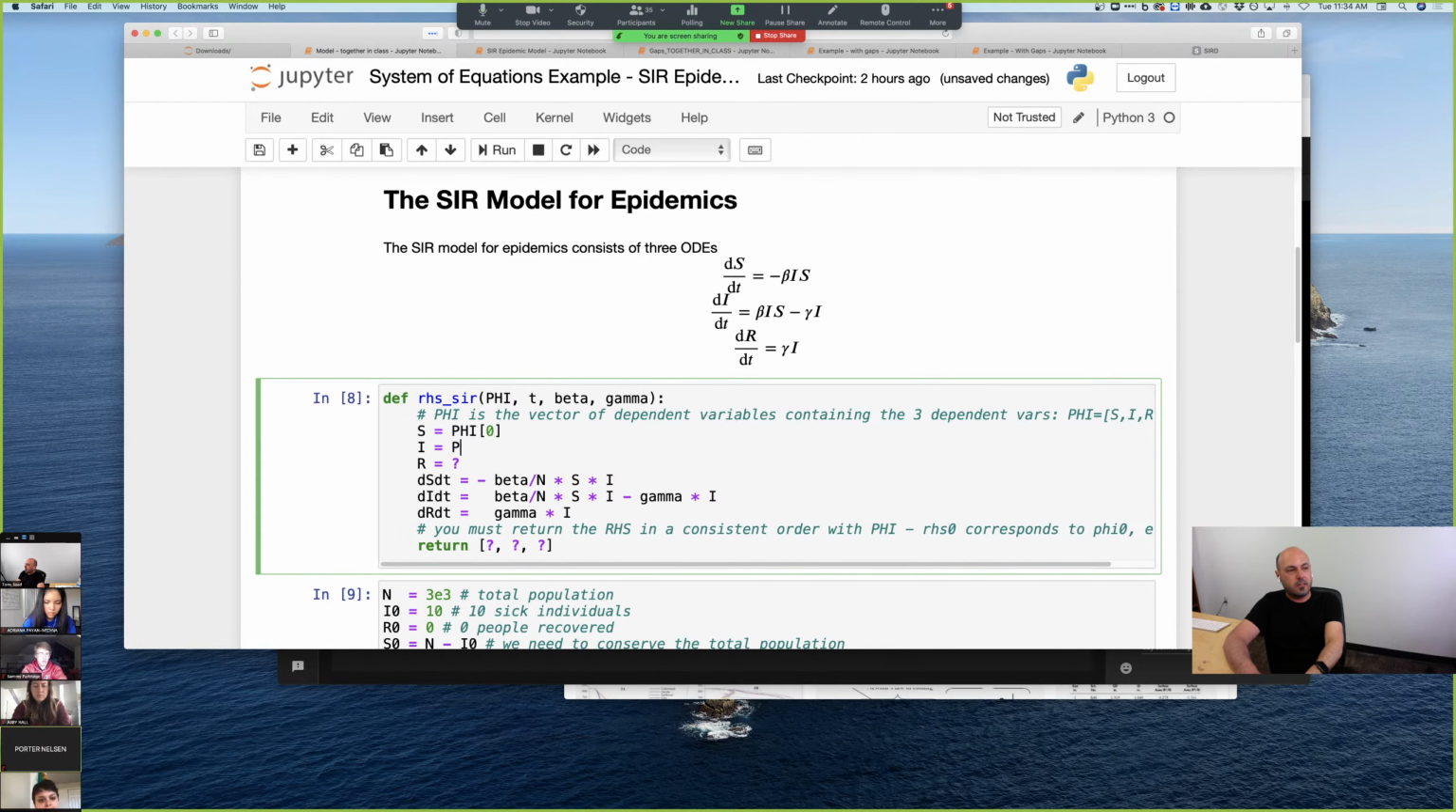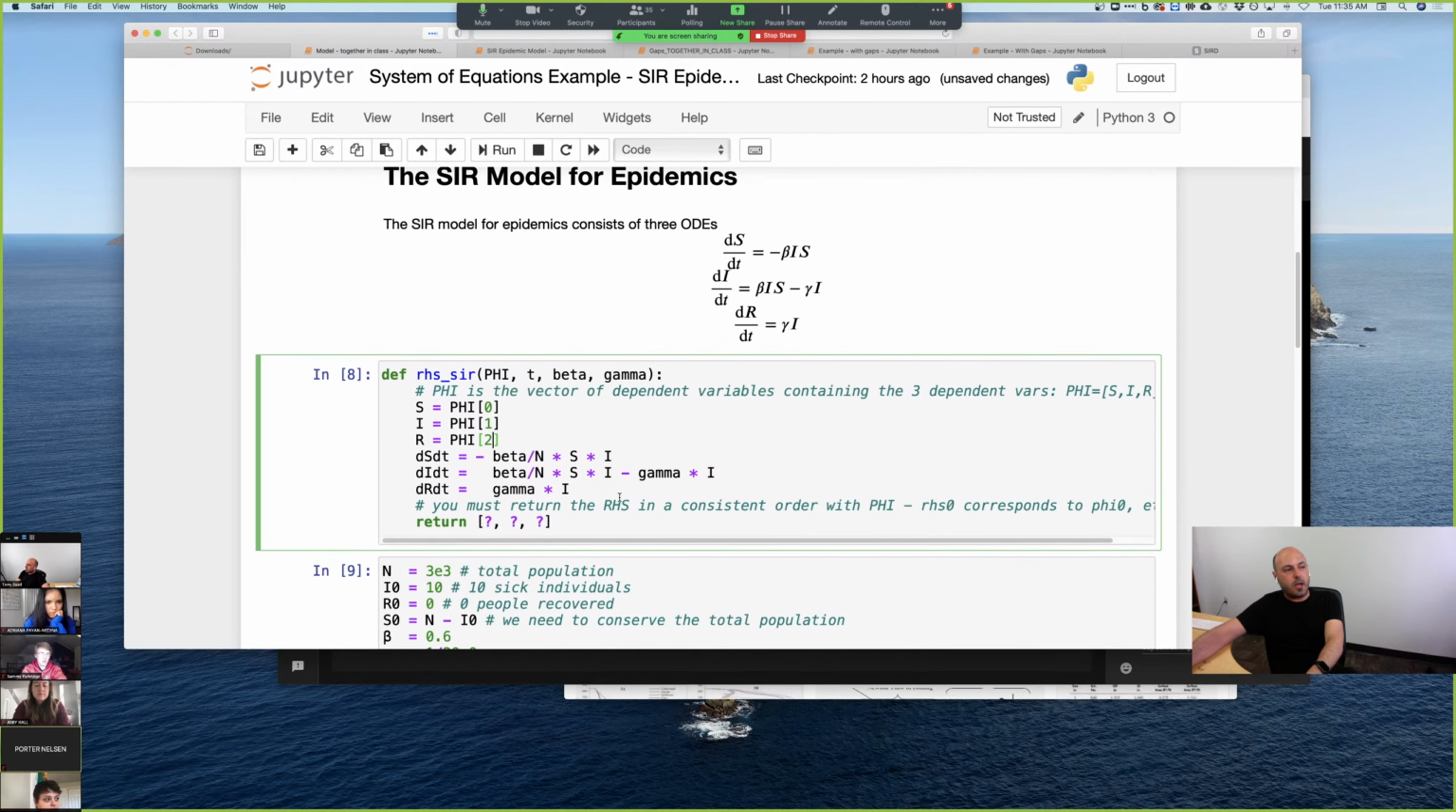What about I? Phi 1, and phi 2 is R. Because that's how I intend to solve the system, as SIR, the way I described it here in the equations. Now simply, my first right-hand side, for the first equation, is minus beta SI, and you see here beta over n.